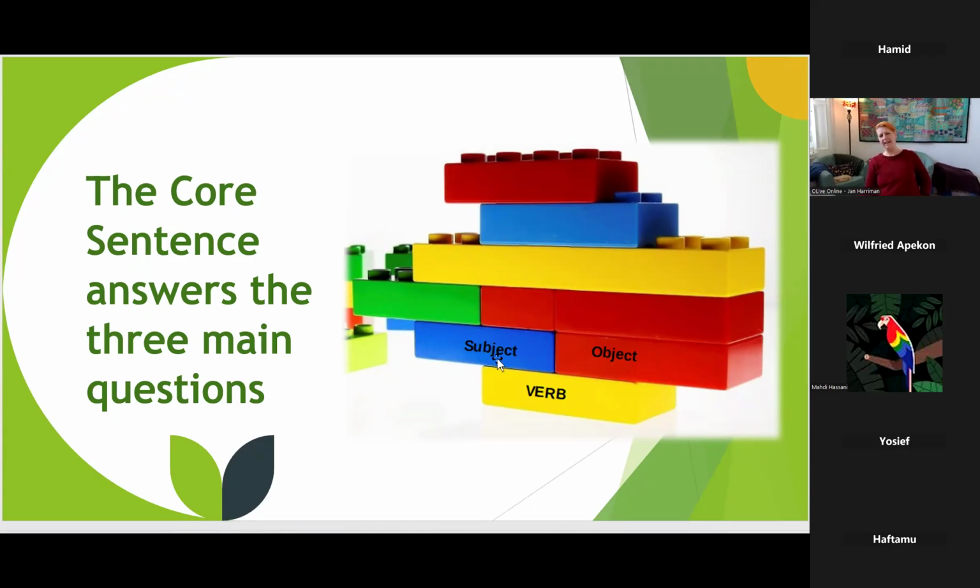Now, why do you think in this image, why is the verb on the bottom? What do you think is the most important thing in a sentence? Why do you think I put the verb on the bottom? Because the verb is the main important thing in the sentence. You win. Yes, absolutely. You do not have a sentence without an active verb. So let's see how we do this.